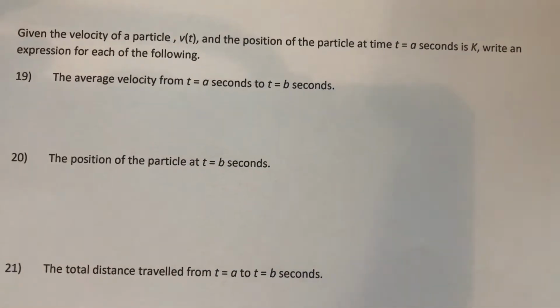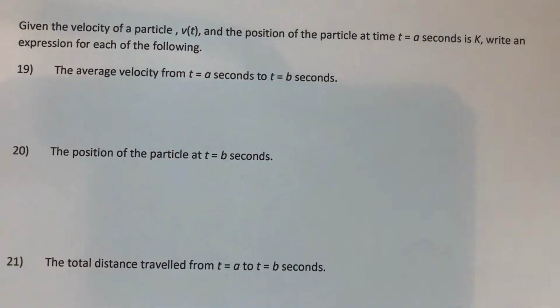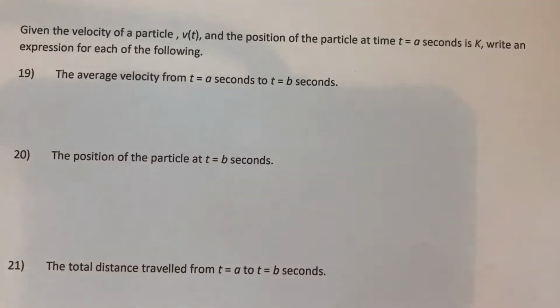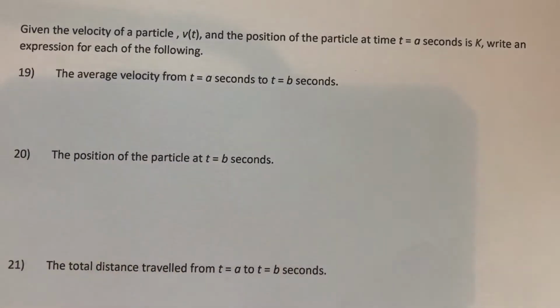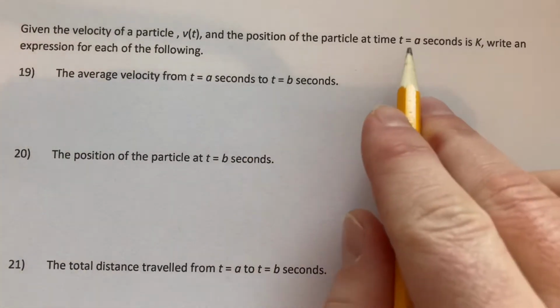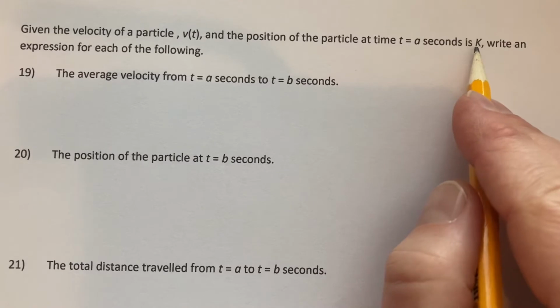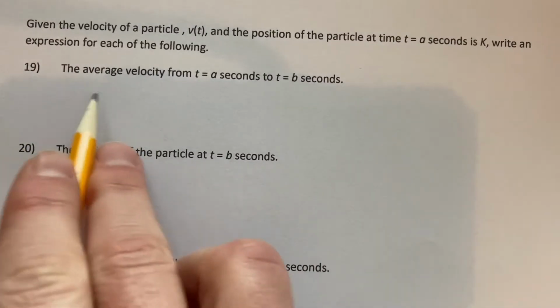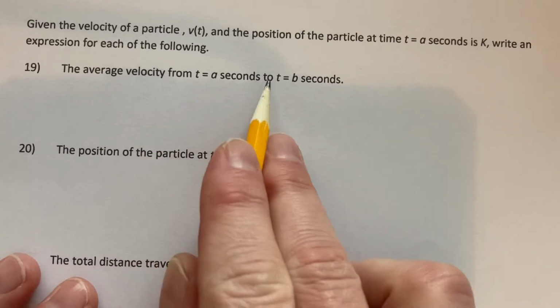All right, now we're doing the last 2 pages of the quiz review. This page gives us just a generic v of t for velocity. We don't have a specific equation. We're really just trying to work on setting up expressions that answer this. We know that at time A, we're at a position of k, whatever that might be. Number 19 says, what's the average velocity from A to B?